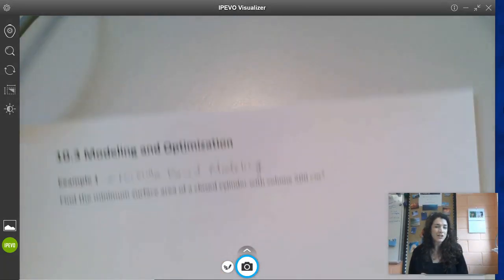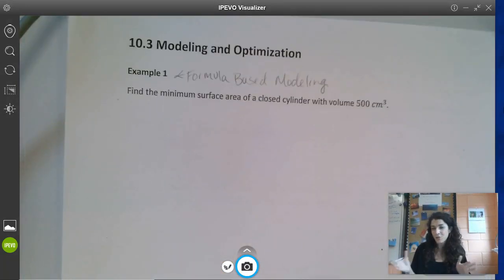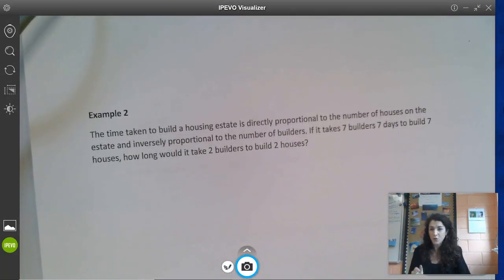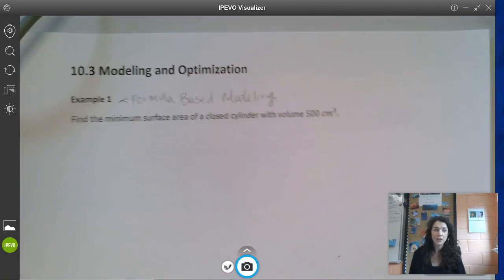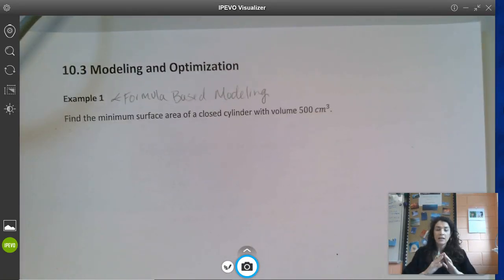And then variation kind of is like a formula. Variation is formula based. So example 2 is also more of a formula based type of model creation. So that's the idea of today: how do we create models based off of information, and then how do we find information from those models? So let's go ahead and get started.